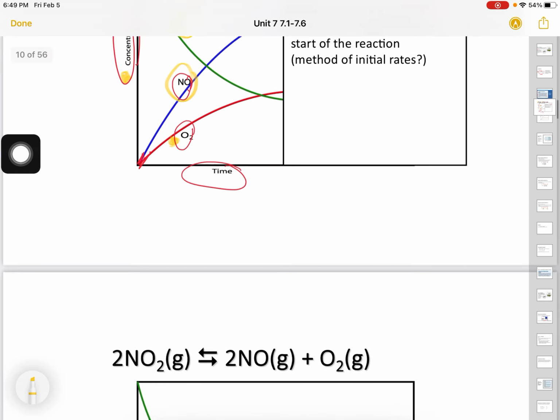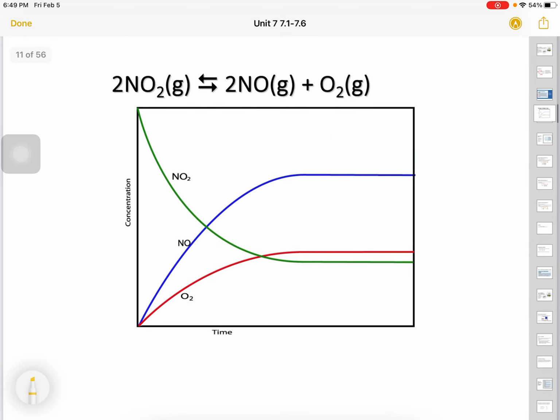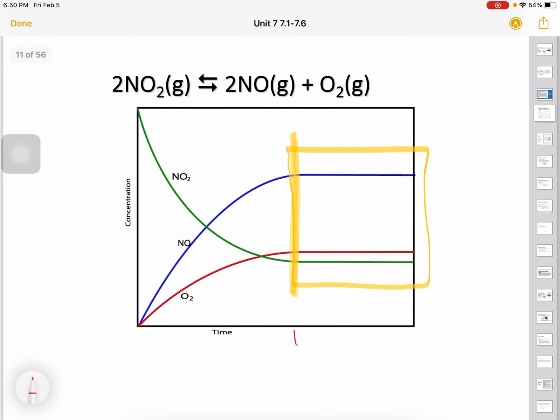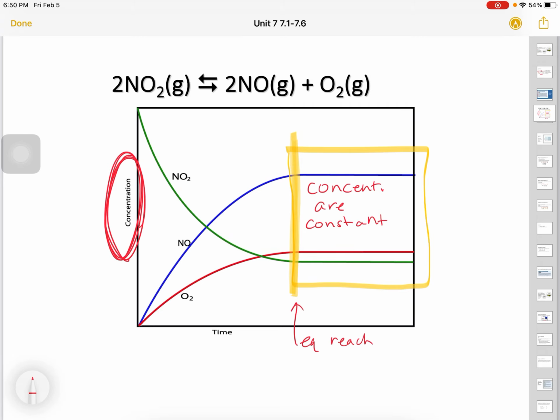Now, moving on from this graph, if we extend it, you can see here beautifully that once those lines level off, we have reached equilibrium at that particular time. How do I know? Those lines aren't touching each other. How do I know that's equilibrium? Because at equilibrium, the concentrations are constant. They're not equal to each other, obviously.